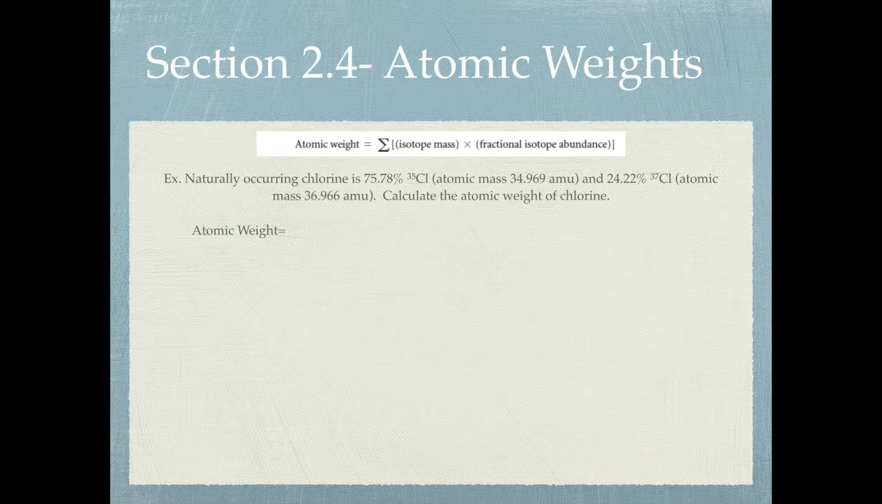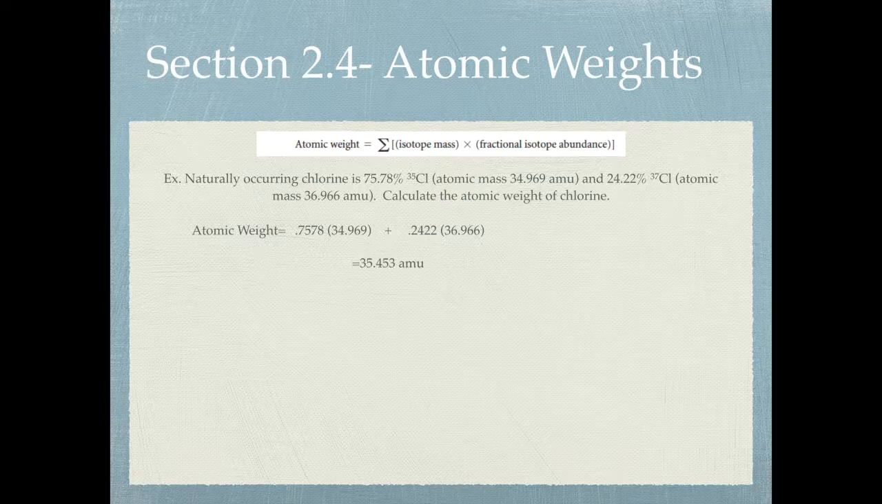So to do that, what you do is you convert the 75% to a decimal, so 0.7578, and you multiply it by its atomic mass, which is 34.969. The 35 is just a rounded value. Then you're going to add to that the percent of chlorine 37, which is 24.22%, but make that into a decimal. So it would be 0.2422 times the atomic mass. And then you add those together, and that gives you your atomic weight.